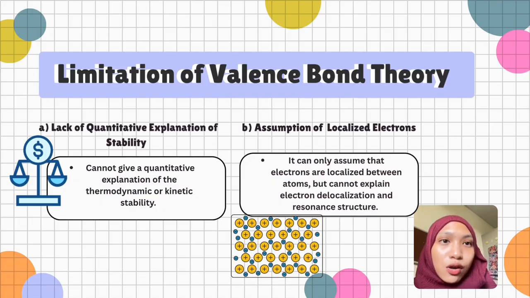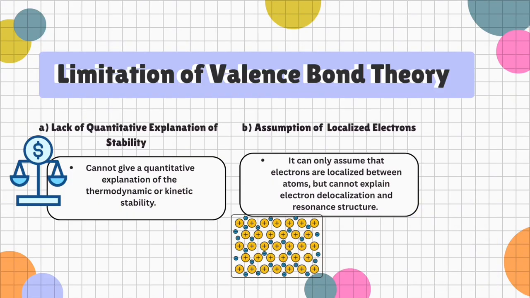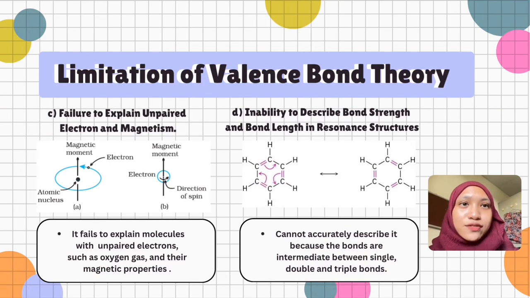Next, the assumption of localized electrons. VBT only assumes that electrons are localized between the metal ion and the ligands. Because of this assumption, VBT cannot explain electron delocalization, which affects the bond length and bond strength in some structures.